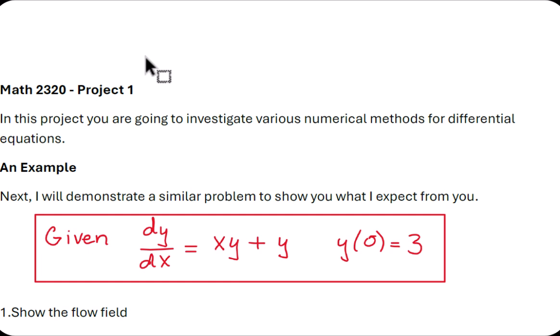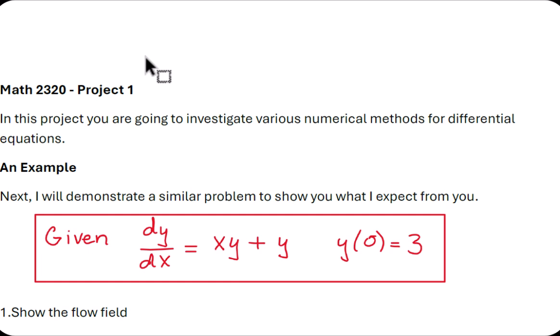Okay, in this video, we're going to talk about Math 2320 project number 1. In this project, we're going to look at 3 different numerical methods for solving differential equations. In your later engineering classes, you're probably going to have to program these methods. But in this project, there is no programming.